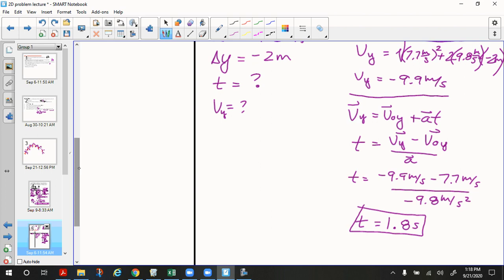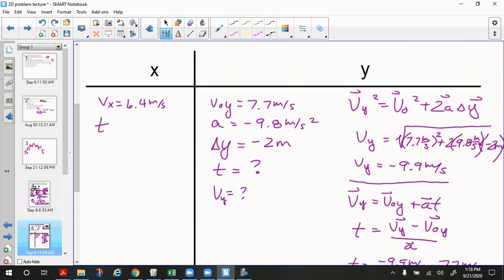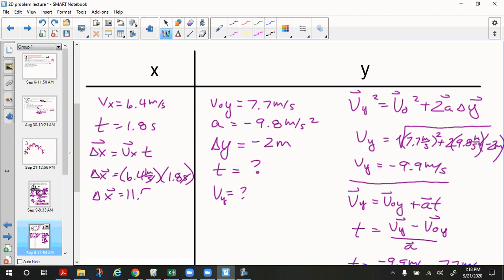All right, we got lots more to solve for. Let's plug that in up here. So time equals 1.8 seconds. And we need to figure out how far it goes. So we're using delta x equals vx times t. And then we have 6.4 meters per second times 1.8 seconds. We should be paying attention to units here. Seconds cancel, we're left with meters, which is correct. I'm not always talking about that, but you should be paying attention to that. That gives you 11.5 meters. So the kid threw the ball 11.5 meters.